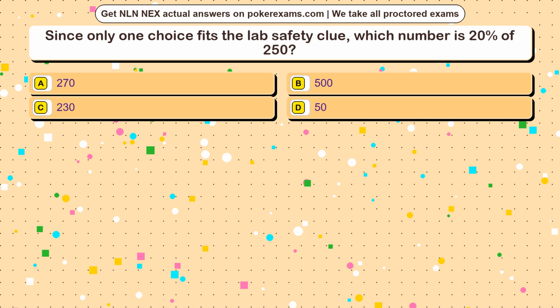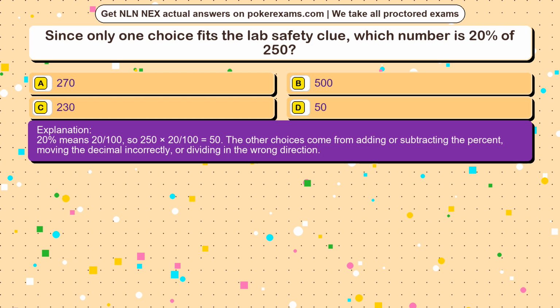The correct answer is option. 20% means 20/100, so 250 times 20/100 equals 50. The other choices come from adding or subtracting the percent, moving the decimal incorrectly, or dividing in the wrong direction.